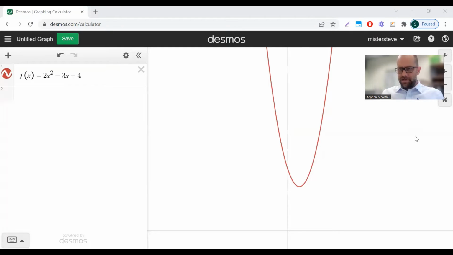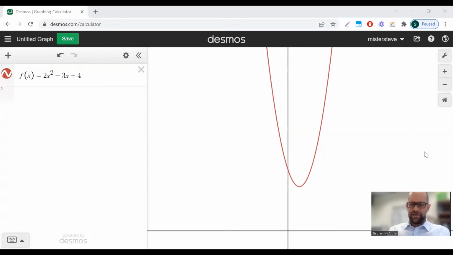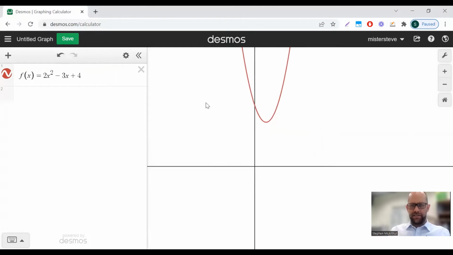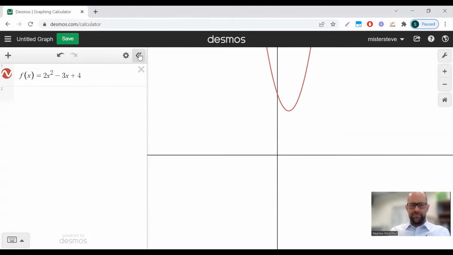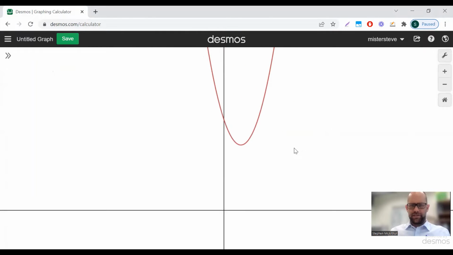Hi, Year 10s. I'm just going to record a quick video for you on turning point and how to find that. So I've got a quadratic here. It is f of x equal to 2x squared minus 3x plus 4, and it is with no scale. It is just sitting there. So we're going to try and find the turning point.